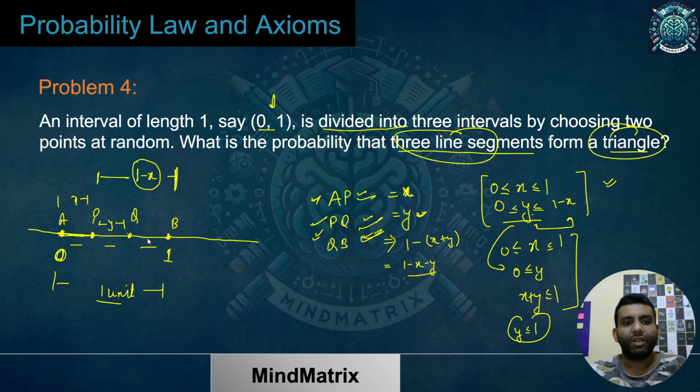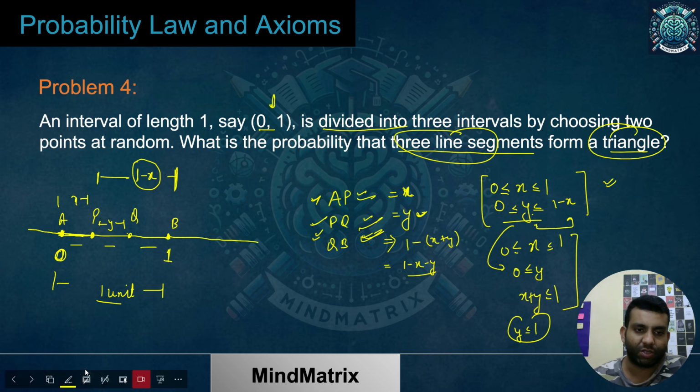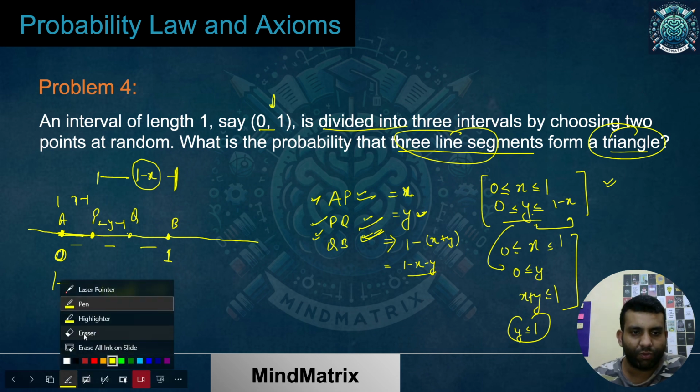So I hope that is clear. Sorry, then in that case Y can be from 0 to 1. So that scenario is clear. Okay, so the better version is this one only. So we have these three conditions. Let me just remove this one.